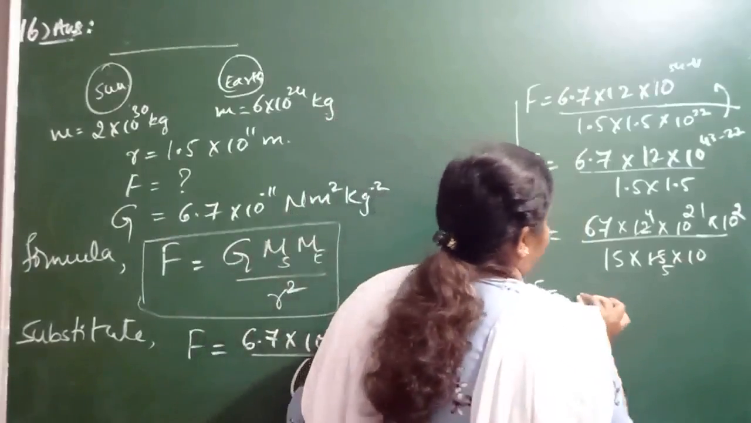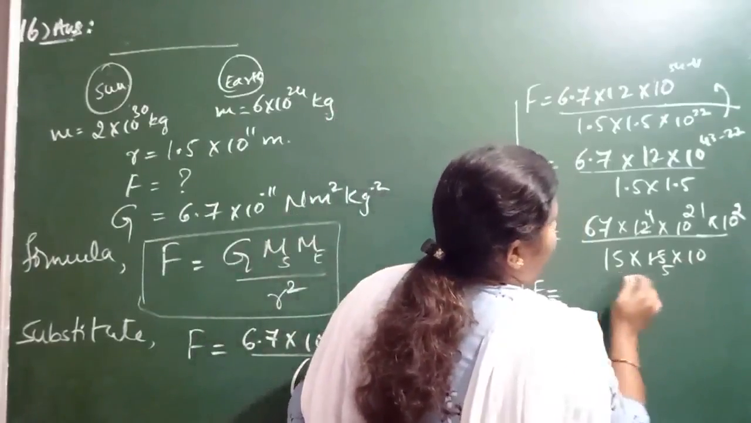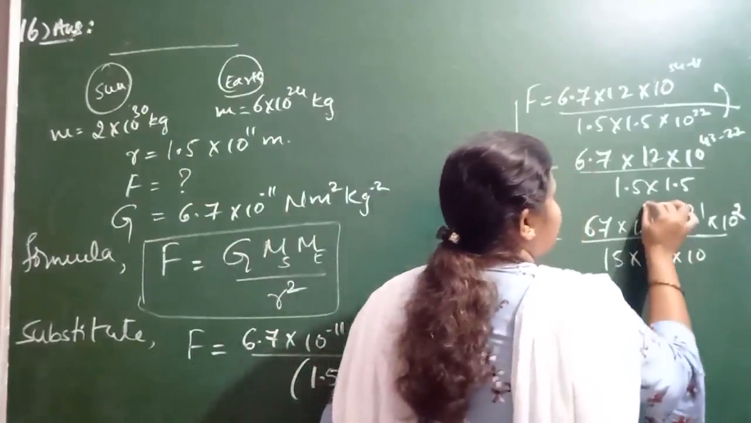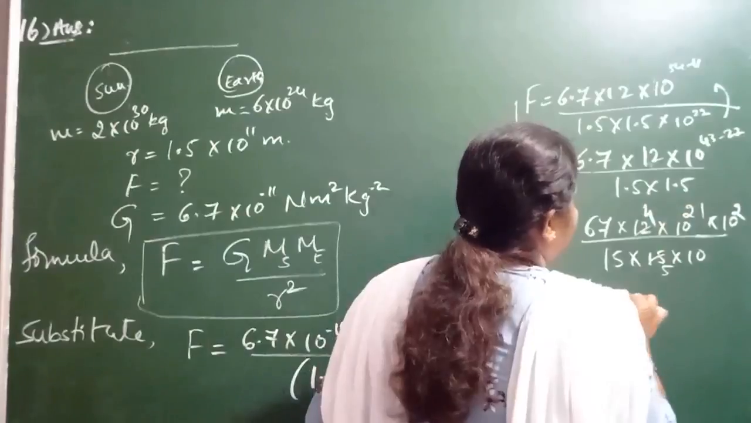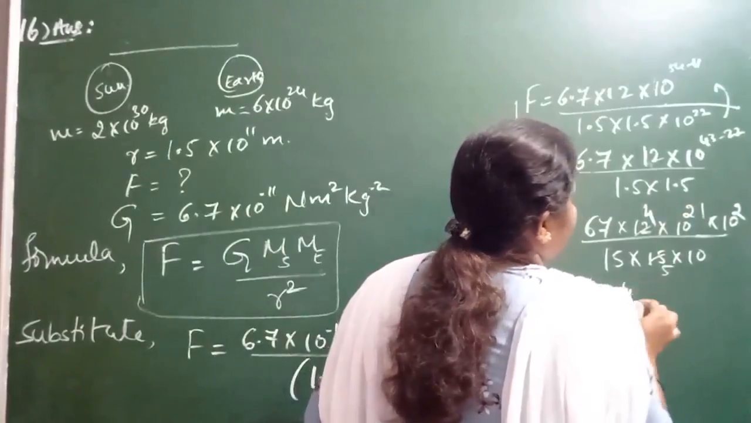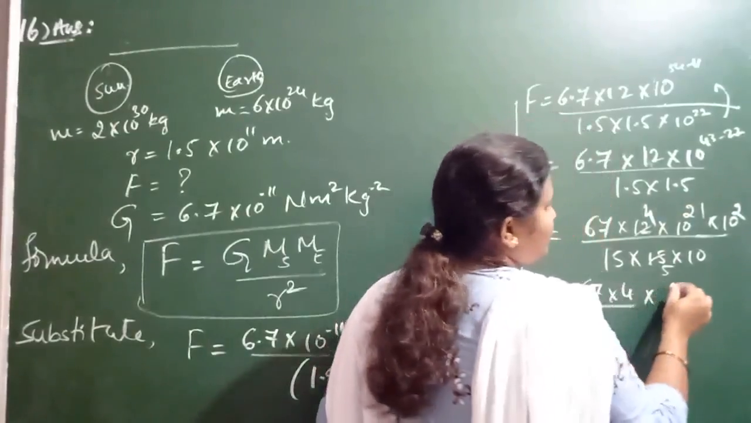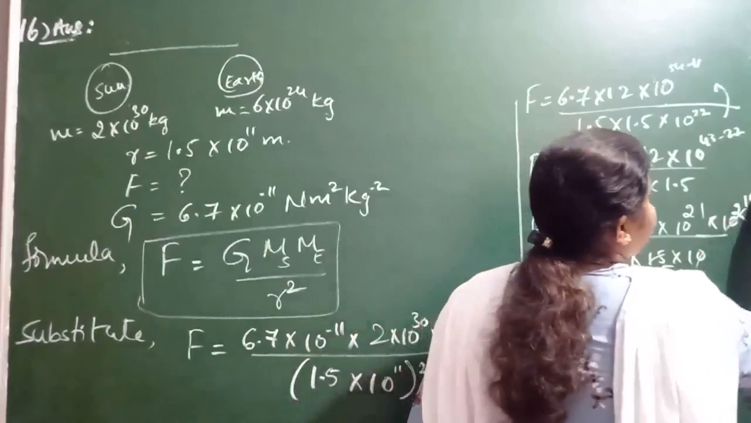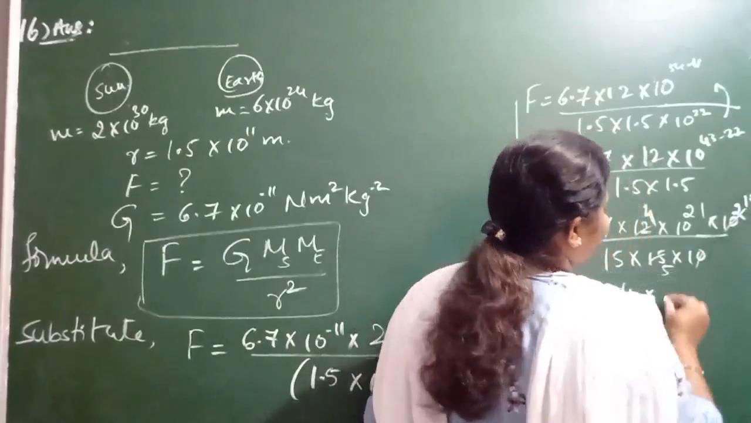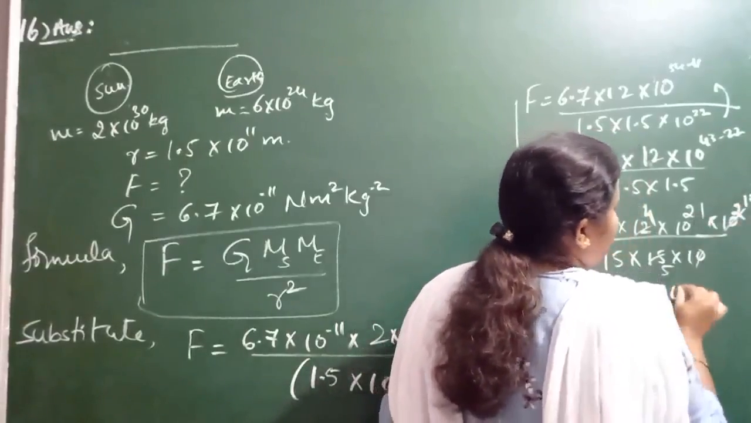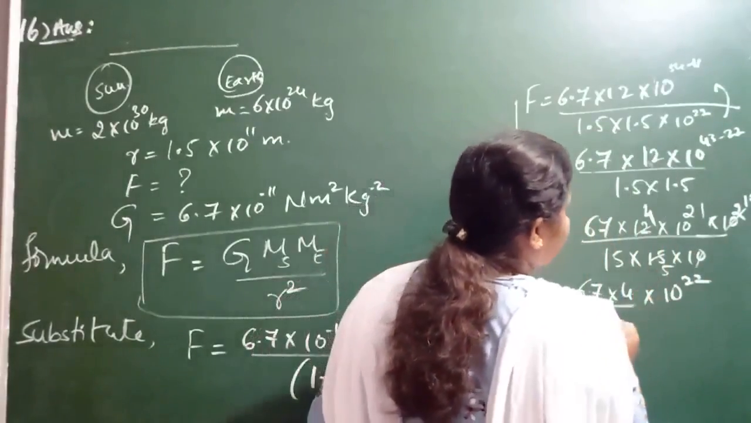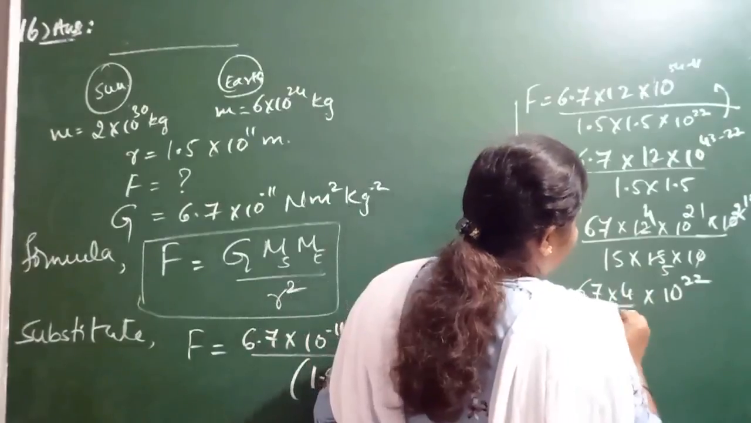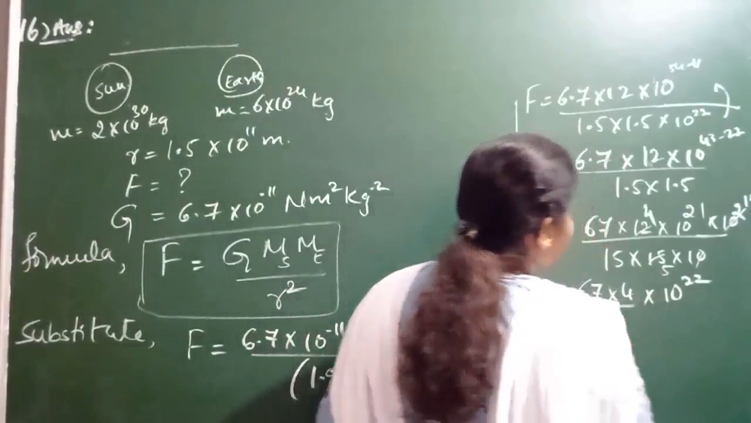Next, you can do it directly, no problem. This is 4, yes, 67 into 4. Then 10 and 10 get cancelled, so 10 to the power of 1 is left, so 21 plus 1, 10 to the power of 22. Then 15 5s are 75, isn't it children?